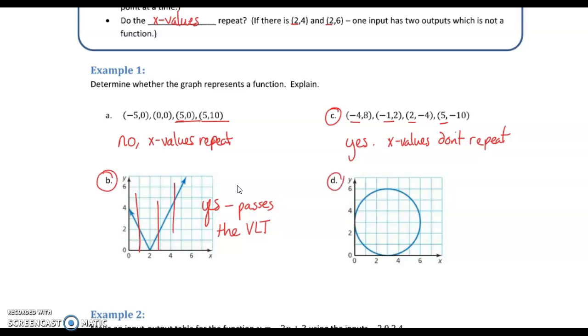Okay, what about D? Is D a function? All right, so D is a function. I'm sorry, D is not a function. So we're going to say no. All right, it fails the vertical line test. So right here, when you draw a vertical line through it, it goes through in more than one place, and that's not allowed. The vertical line can only go through the graph in one place, so it fails the vertical line test.